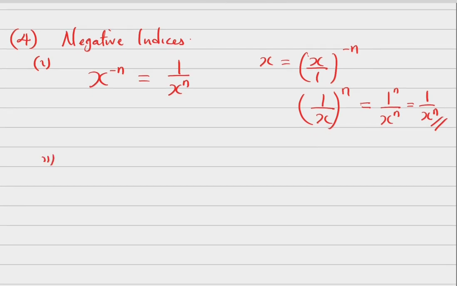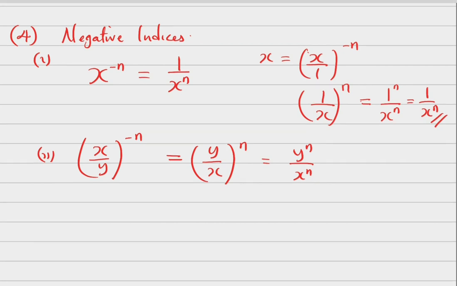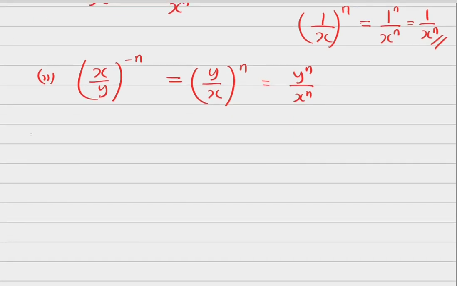What about this? If I have x over y all raised to power minus n, what will happen? You need to understand that for the negative to go, just interchange the numerator and the denominator, so that you are going to have y over x all raised to power positive n, and this is going to be y raised to power n over x raised to power n. So it is very important you know this.